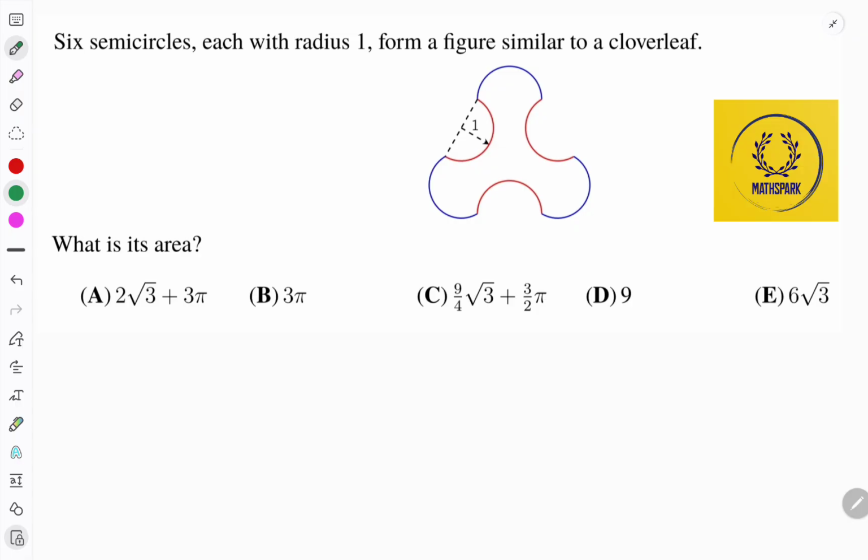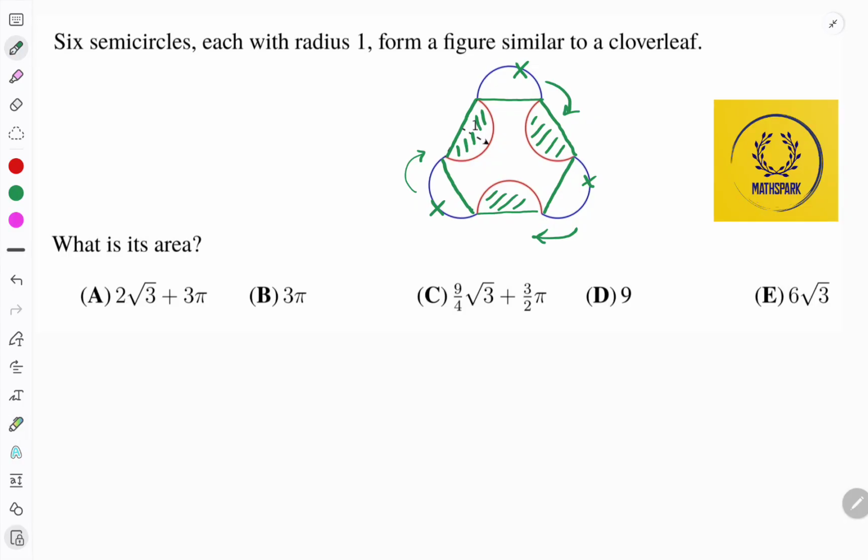First of all, I'm going to remove this semicircle and move here. And then cut this semicircle and place here. And the last one, cut this semicircle and put it here. Okay, so you can see that we will have this shape, which is a regular hexagon.